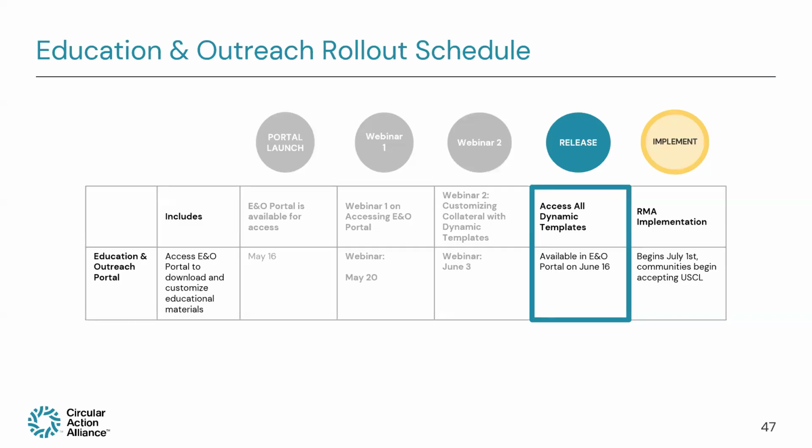Here's a look at the E&O rollout schedule for the portal. Let's take a look at where we are, how we got here, and what's coming up next. The portal officially launched on May 16th, and we hosted our first webinar on accessing the E&O portal on May 20th. Today, we are excited to have hosted the second webinar focused on customizing dynamic templates. Next up, mark your calendars for June 16th when all of the dynamic templates will be available within the portal. Finally, the RMA implementation kicks off on July 1st, just less than a month away, when communities will begin accepting the USCL.